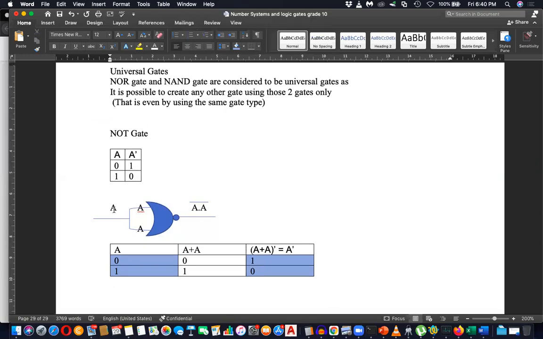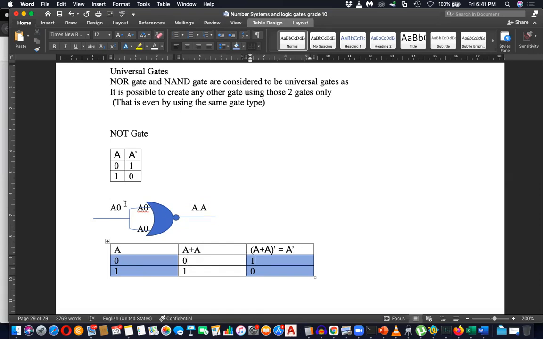Basically, when you send A, here also A, here also A. That means if you send 0, here also you will send 0, here also 0. When 0 goes into the OR gate, the output will be 0. But this NOT part will reverse that to 1. That's why here A is 0, 0 or 0 is 0, but when it is sent to this NOT gate, it will be inverted. That's why this becomes 1.